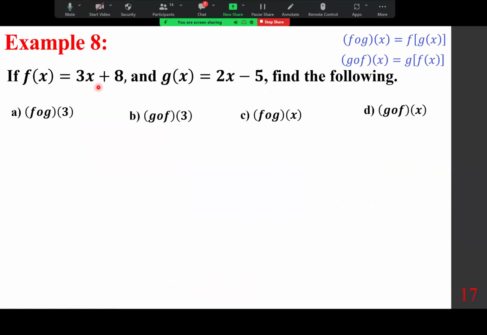Here's the function f of x, 3x plus 8, g of x is 2x minus 5, and we want to find the following, starting with f∘g of 3. f∘g of 3 by definition is f of g of 3, which means first we have to find g of 3. So we are going to replace the x with 3 here. So g of 3 is 2 times 3, 6 minus 5 is 1. And f∘g of 3 now is f of 1. So we use f of x and replace the x with 1, 3 and 8, 11.